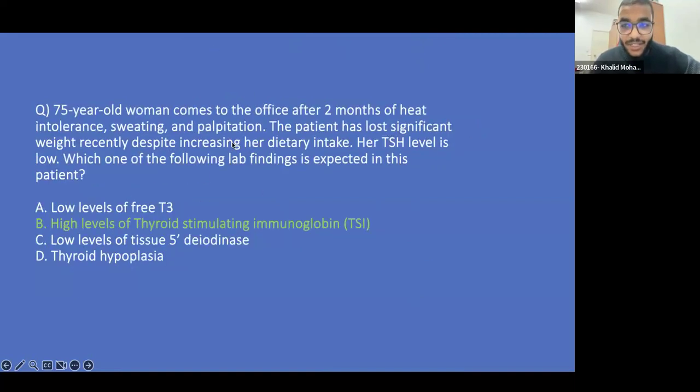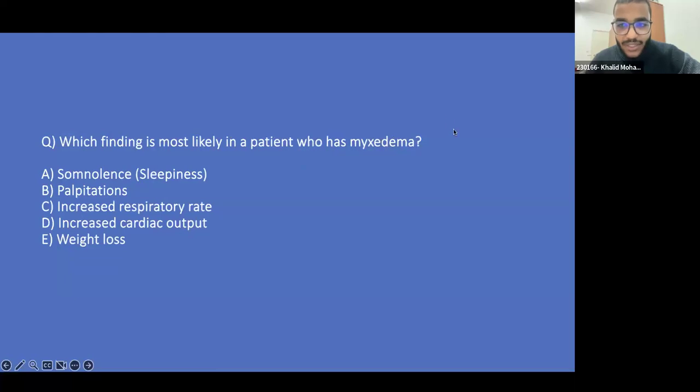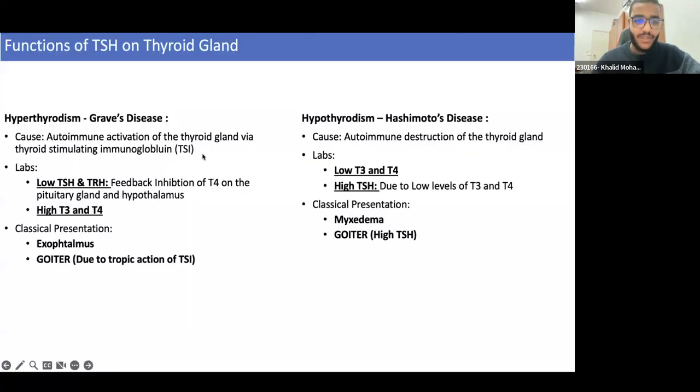As Yasser said, this is a diagnosis of Graves' disease. We'll talk in detail in a bit. Which finding is most likely in a patient who has myxedema? So you have a patient who has myxedema. A, excellent. Okay, good job. And what's the diagnosis? Probably if you see myxedema. Hypothyroidism, another name for the disease. Hashimoto, good job. Good job, guys.